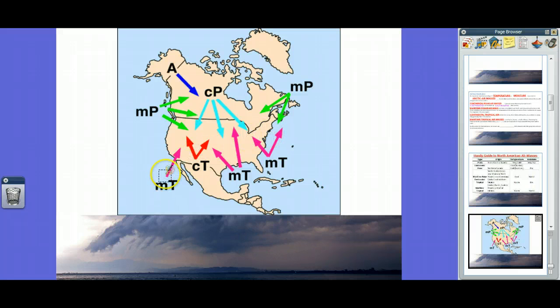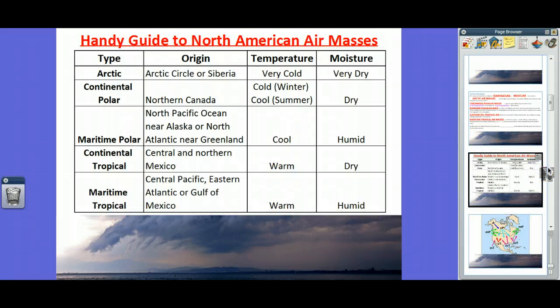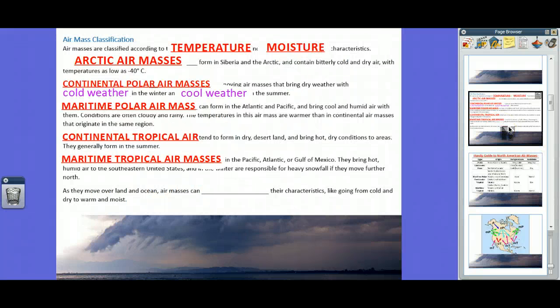And maritime tropical is what keeps this area of Southern California nice and damp. So here's your handy guide to North American air masses. If you want to pause it right here, go ahead and write the stuff down or take a screenshot or something like that. It would be a really good idea for that.